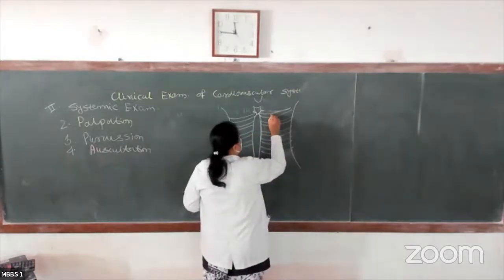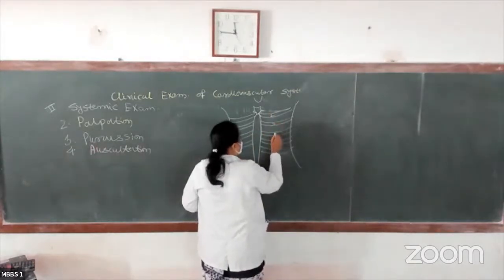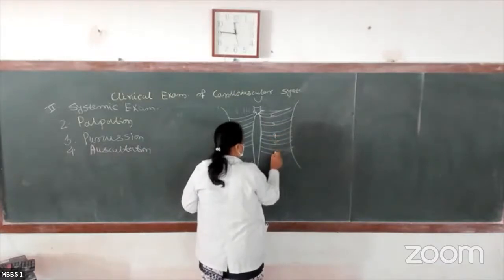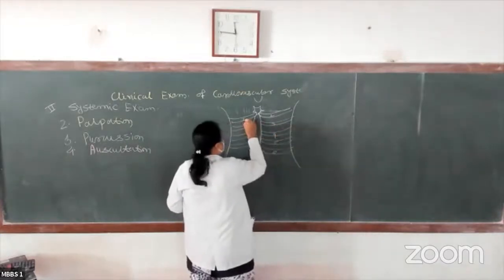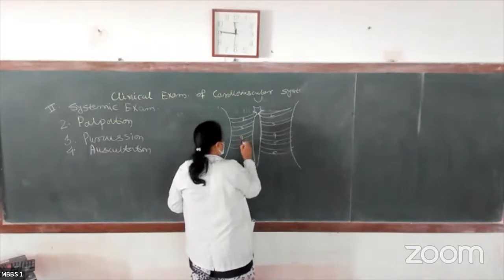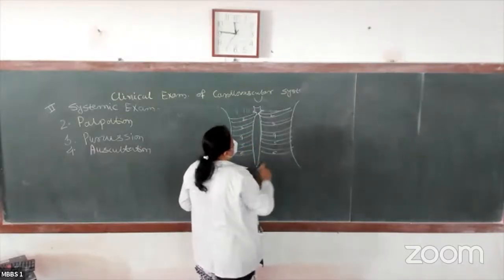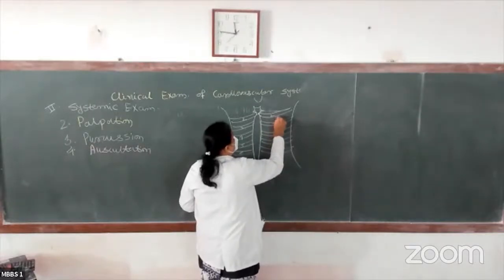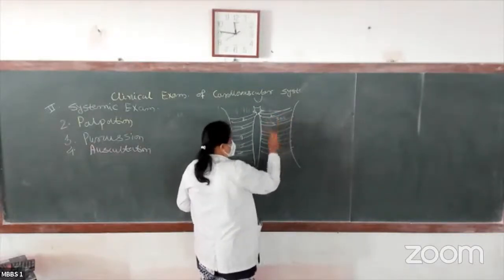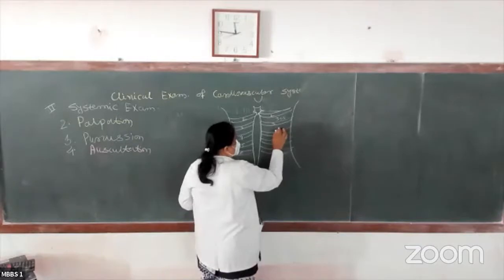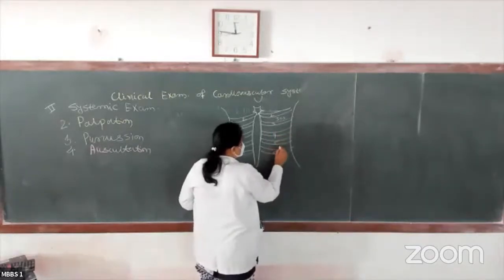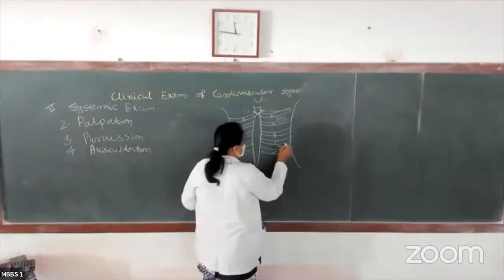So this is the second rib, third rib, fourth rib, fifth rib, sixth rib. Second, third, fourth, fifth, sixth. So this is the second intercostal space, third intercostal space, fourth intercostal space, and this is the fifth intercostal space.